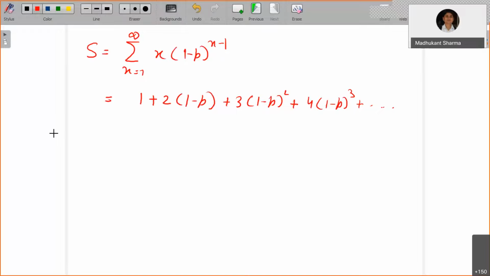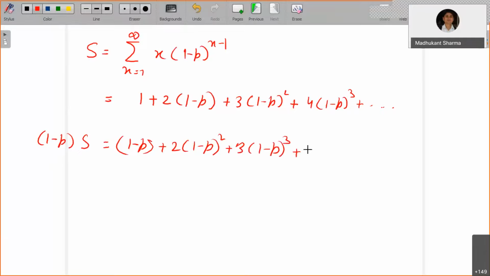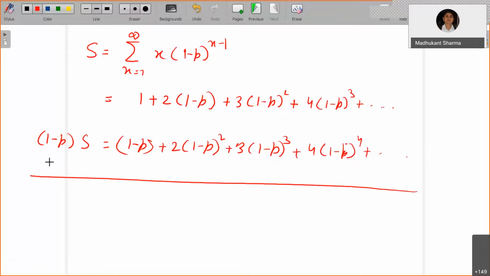Now what is (1 minus p) times S? I can use that fact here. That is going to be (1 minus p) plus 2 times (1 minus p) whole square plus 3 times (1 minus p) whole cube plus 4 times (1 minus p) to the power 4 and so on. Now if you take the difference, S minus (1 minus p) times S, that's going to be p times S.